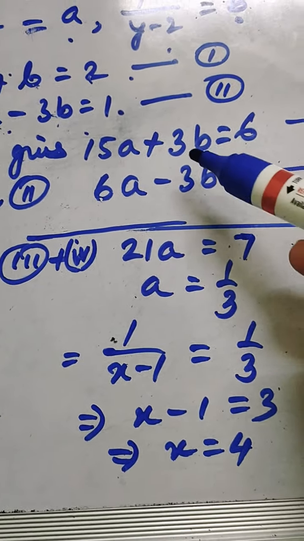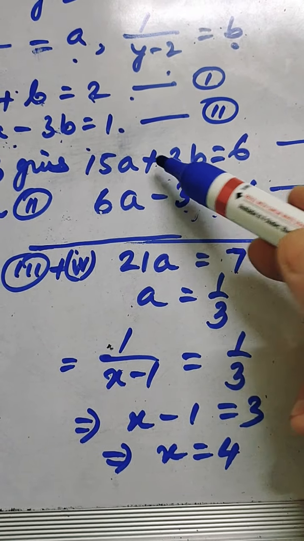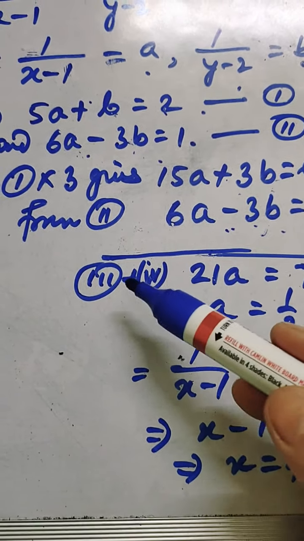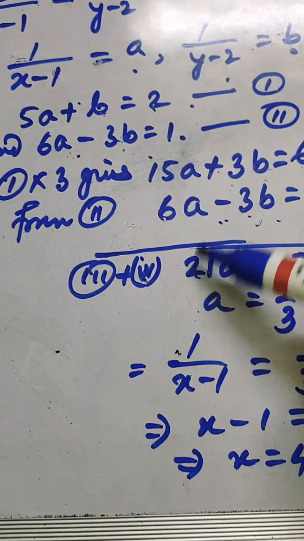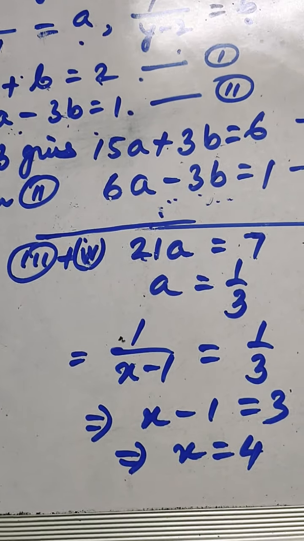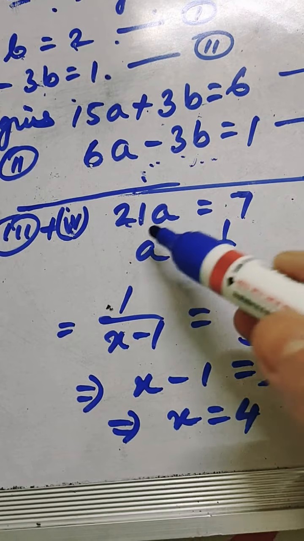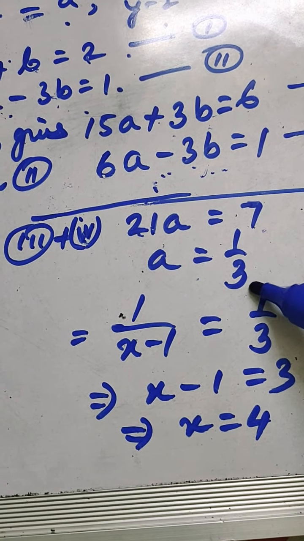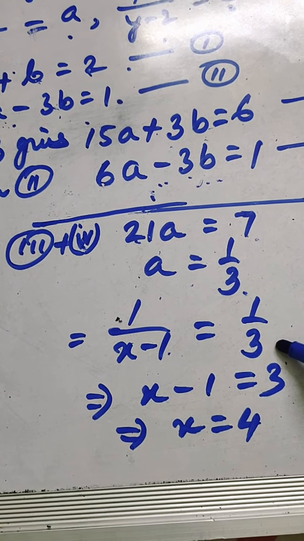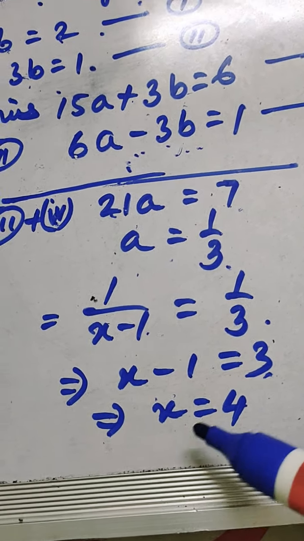Now have you noticed here that the coefficients of 3b are the same, but here this is plus and this is minus sign. What will you do then? You simply add both the equations. So 15 plus 6 gives 21a equal to 7. No need to show the change in sign, only when you do minus, that time you show the change in sign. So plus directly it will come. So 21a equal to 7, a equal to 1 by 3, then 1 by x minus 1 equal to 1 by 3. Again you get the reciprocal, x minus 1 equal to 3, x equal to 4.